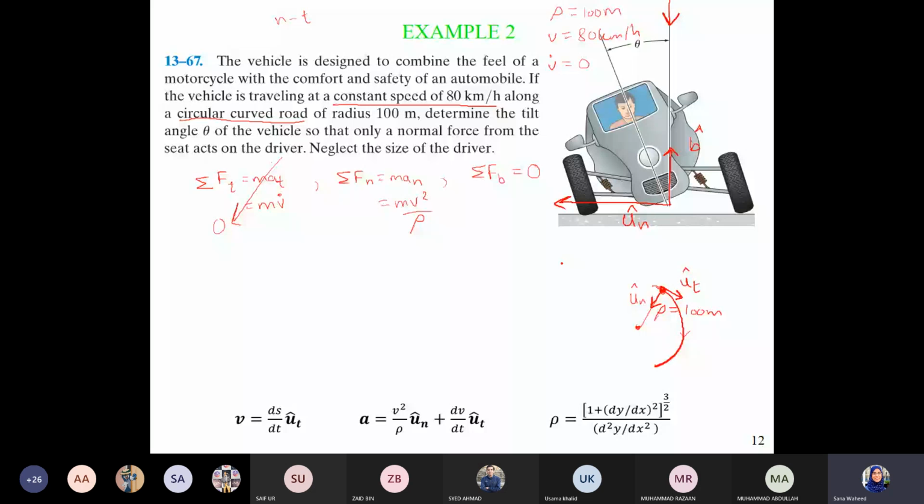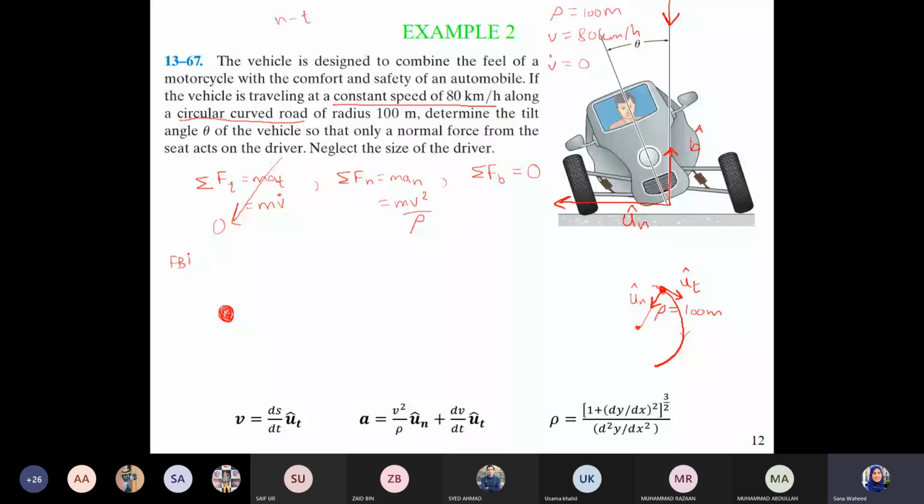So there is a normal force की direction which we need to consider. So now let me draw out his free body diagram.